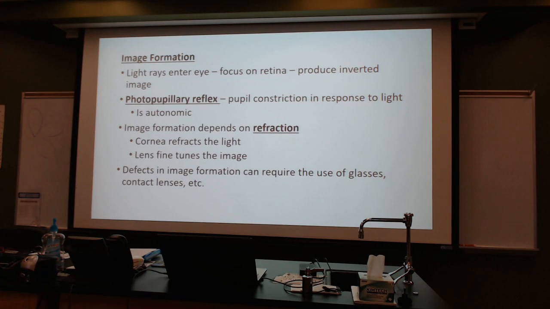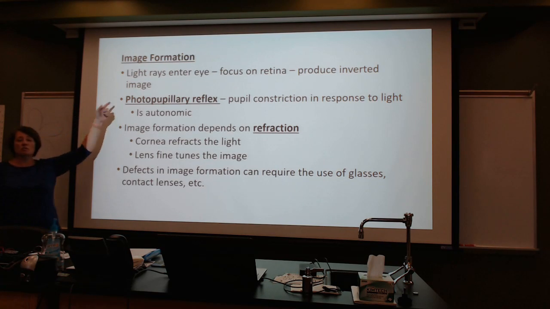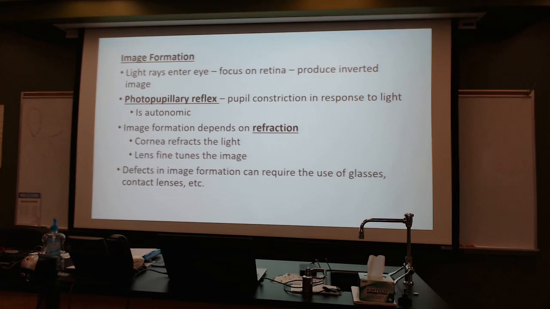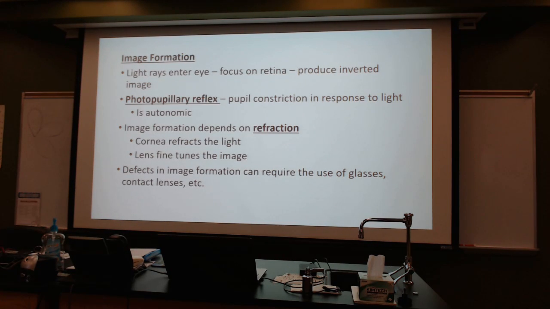The pupils have to respond to the light coming in because it is under the control of the autonomic nervous system. What we end up getting for the control of the pupils and the light coming in is something called the photopupillary reflex.